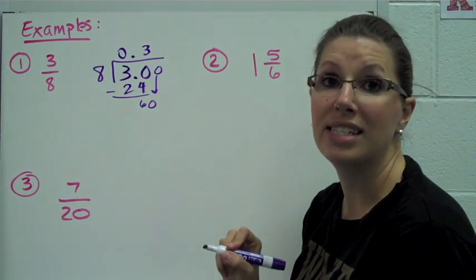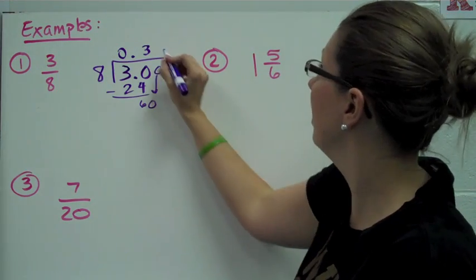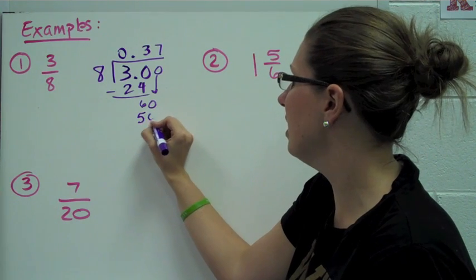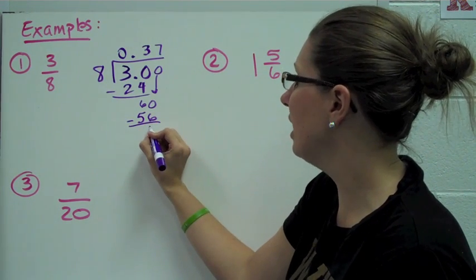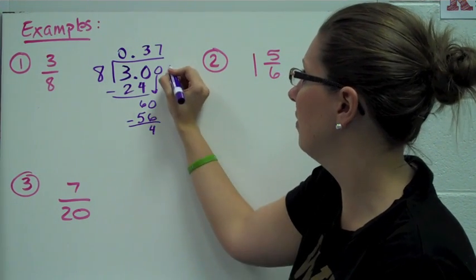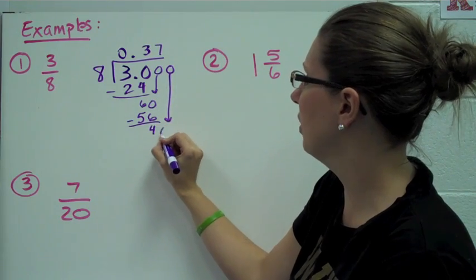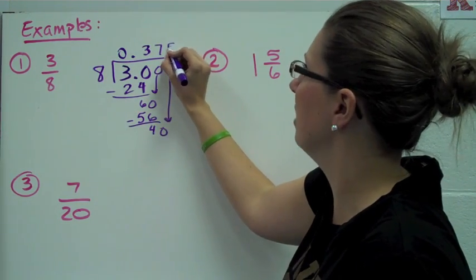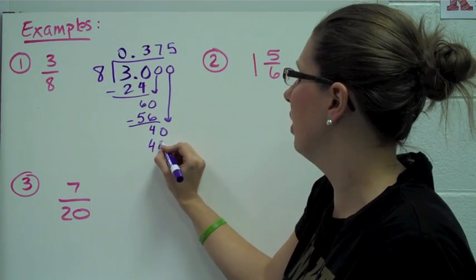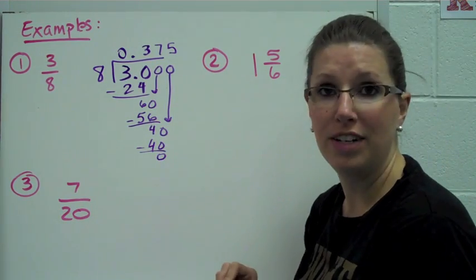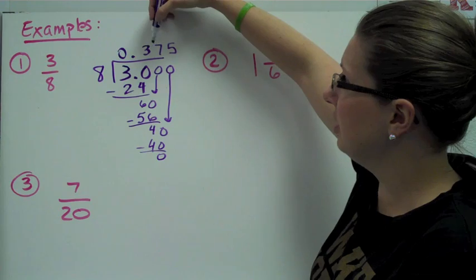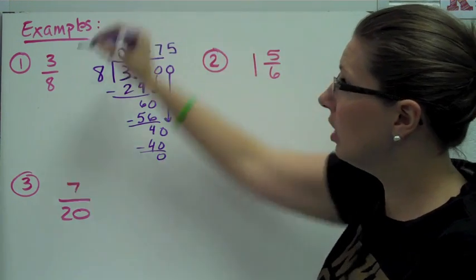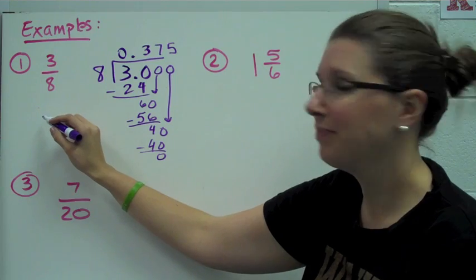Can 8 go into 60? Yes, it can. 8 can go into 60 7 times. 7 times 8 is 56. I'm going to subtract, and I get 4 left over. Add one more 0. 8 goes into 40 exactly 5 times. So you can write this down, finish it out, and 375 thousandths is your answer. This is the decimal equivalent of that fraction.